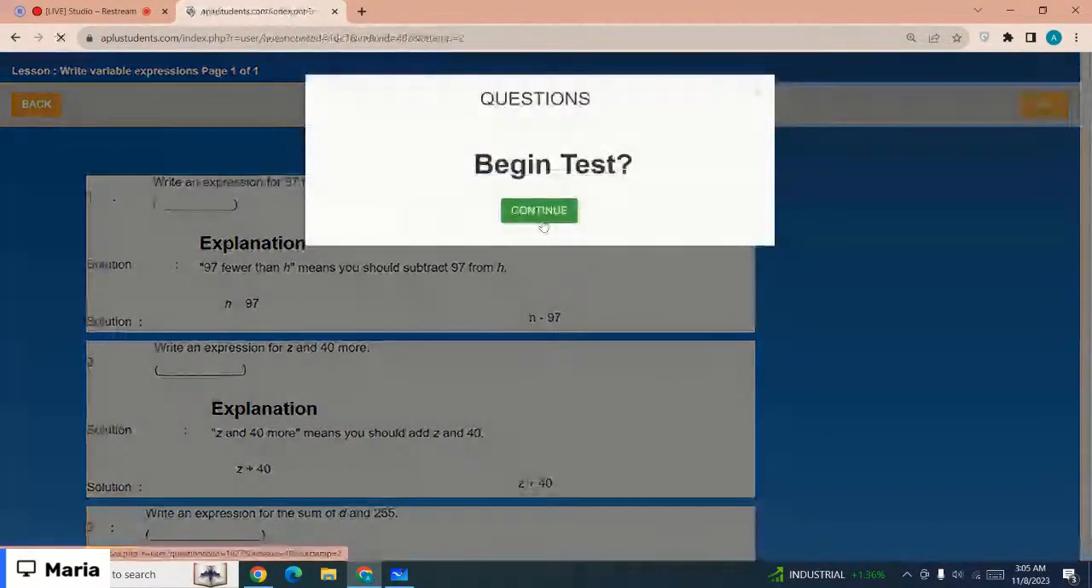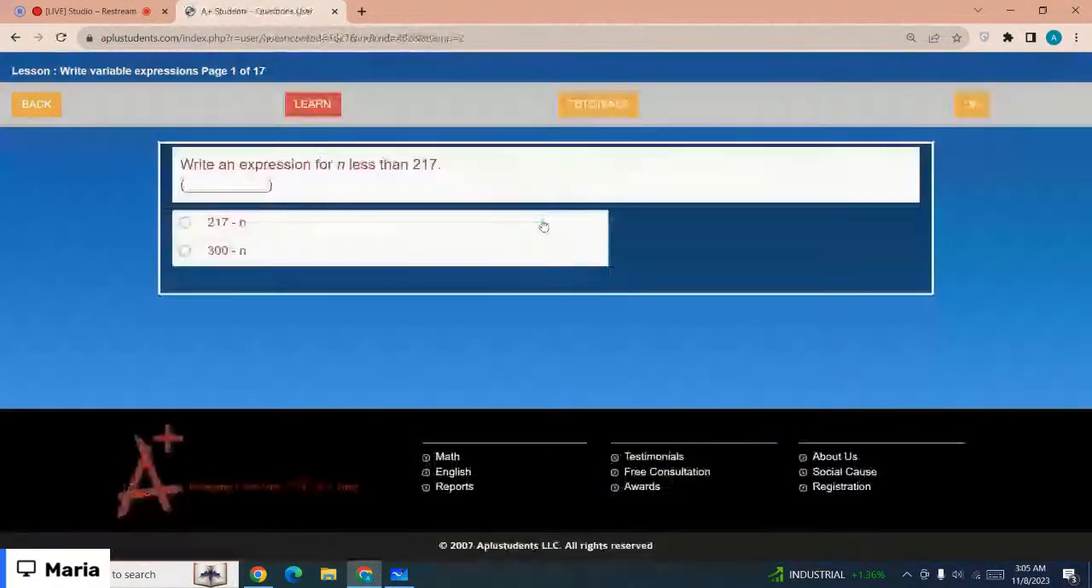Okay, write an expression for n less than 217. So which is the correct option? N less than 217, right? Less than means you have to subtract. So it is 217 minus n. Option number 1 is the correct option, right? The correct option is option number 1, 217 minus n.